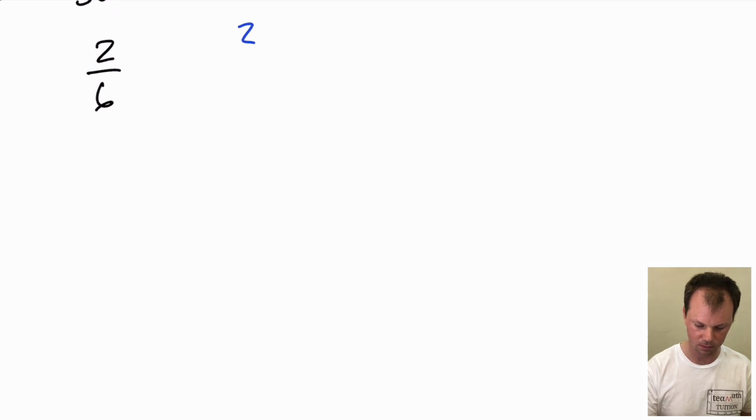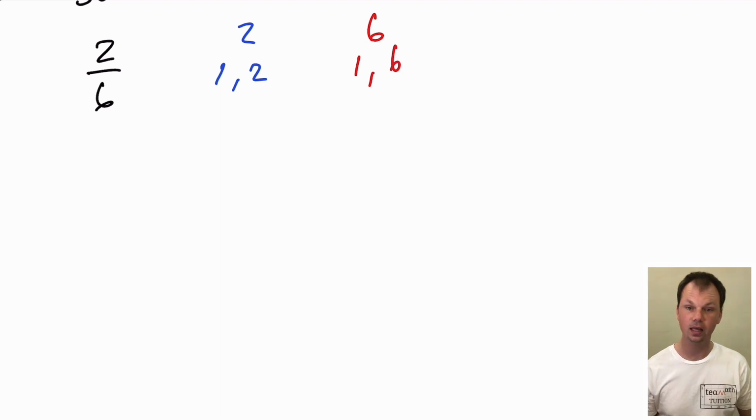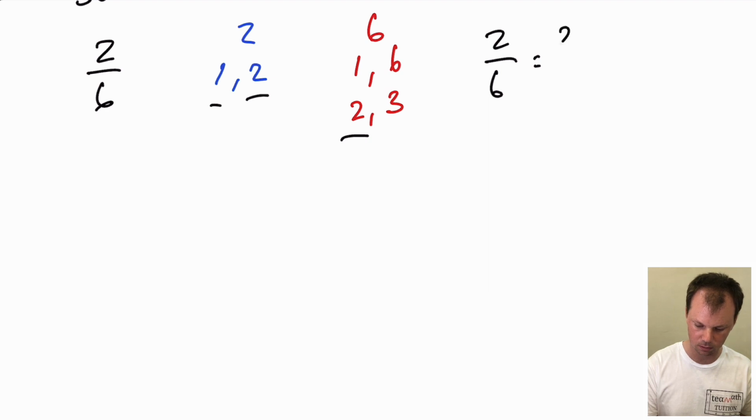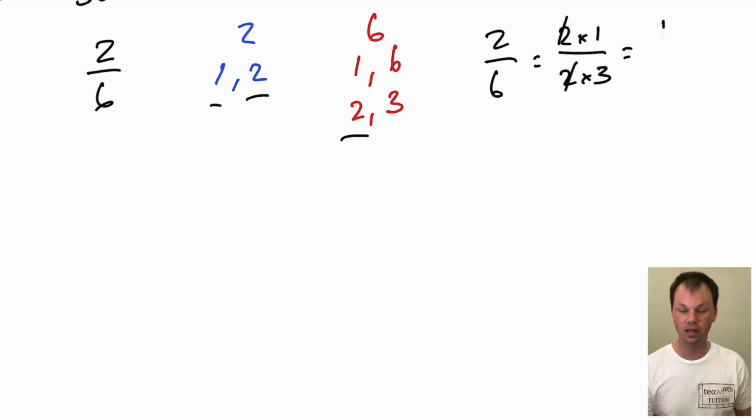Factors of 6, we've got 1 and 6, 2 and 3. Now the common ones to both lists, we've got 2. How we go about simplifying is we write our 2 on 6 as the multiplication of our factors, cancel the 2's, and we get 1 on 3. 1 and 3 don't have any common factors, so we're done.